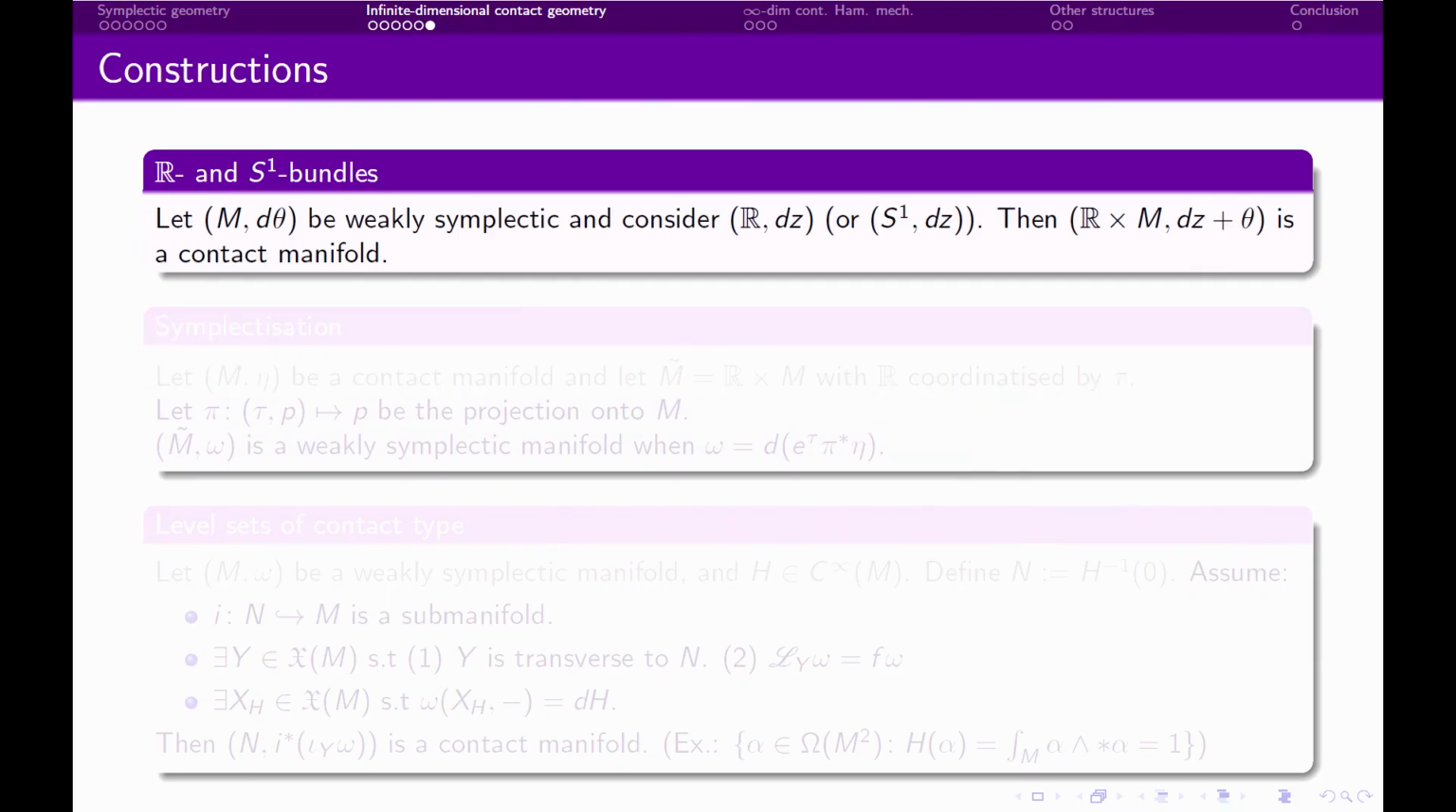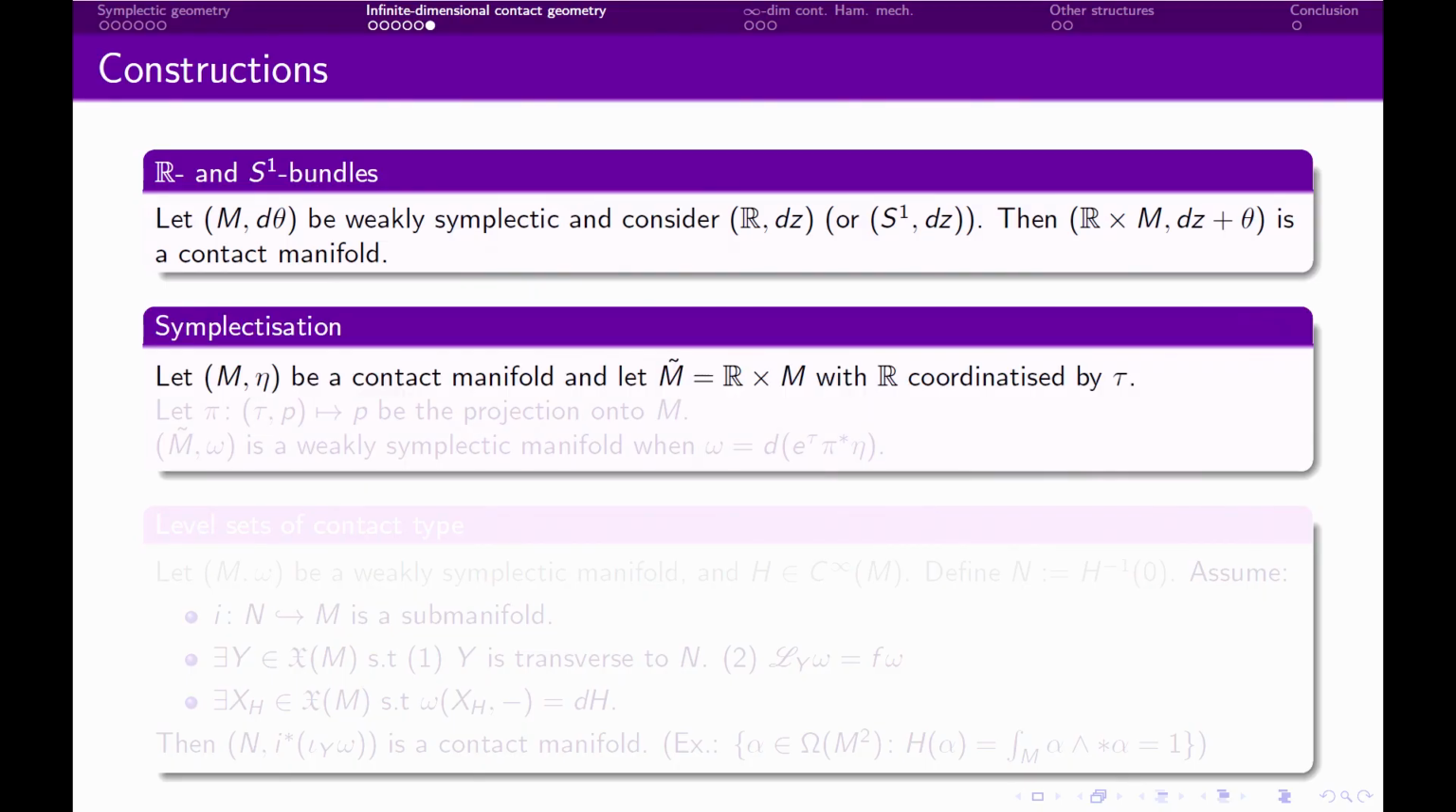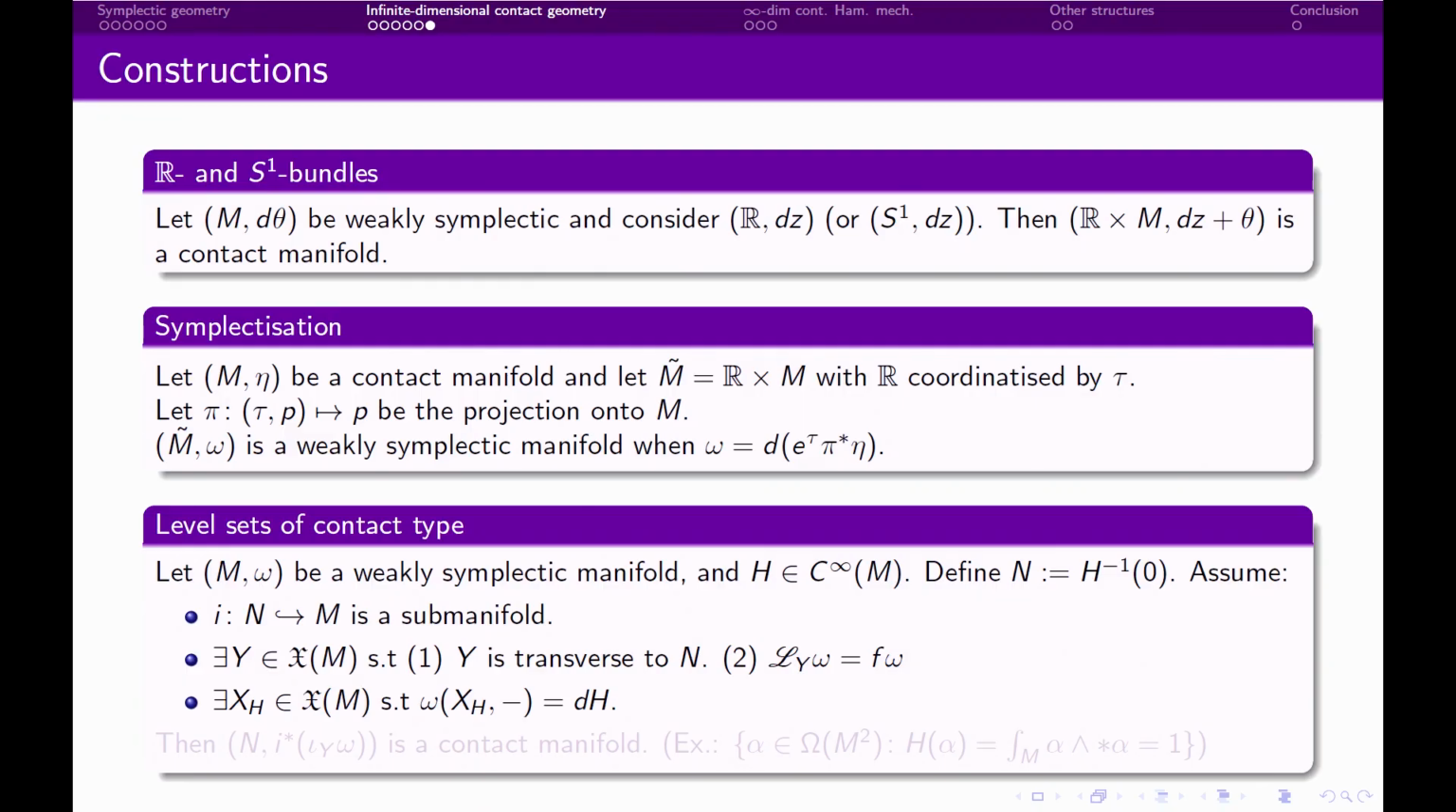Okay, so we can form contact manifolds in much the same way as we do in finite dimensions, just by taking products with R by S1. And we also have a construction called symplectization, where we take a contact manifold and we make it one dimension bigger, and we get a symplectic manifold by this construction. And then we can also do the opposite.